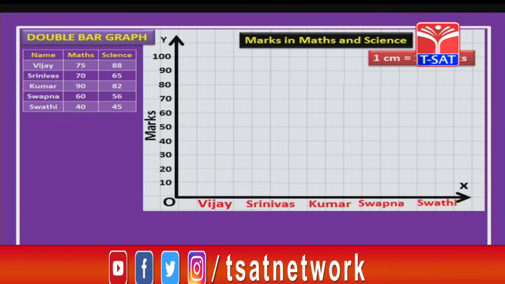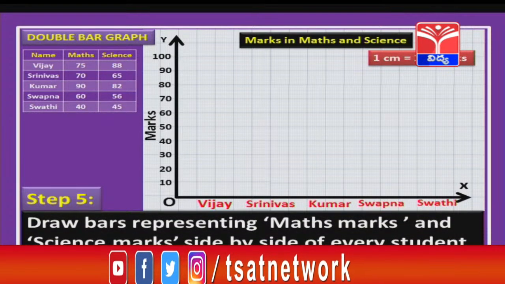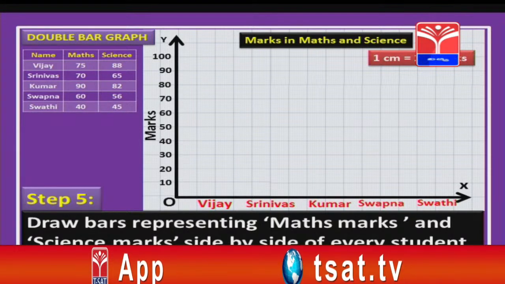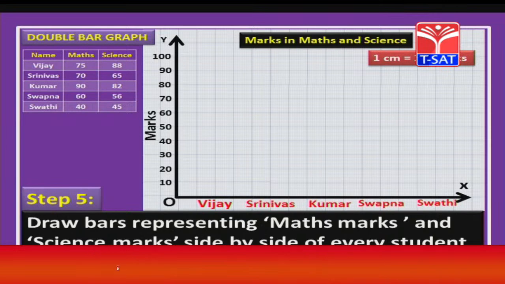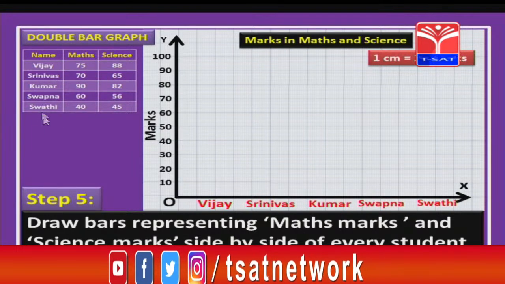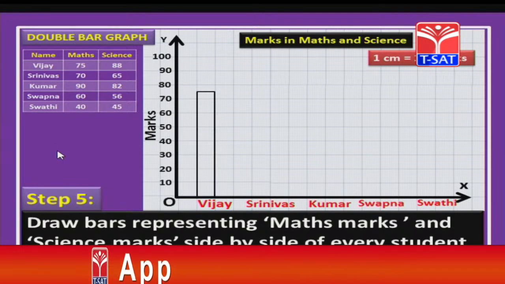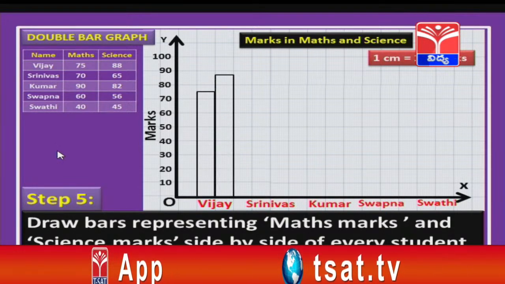In the next step, we are going to draw bars now, both mathematics marks as well as science marks, and we are going to draw them side by side for each and every student. Let us take Vijay's case. How many marks did Vijay get, children? In maths 75, and in science he got 88. Now, let us draw bars for mathematics, 75, and beside that science, 88.